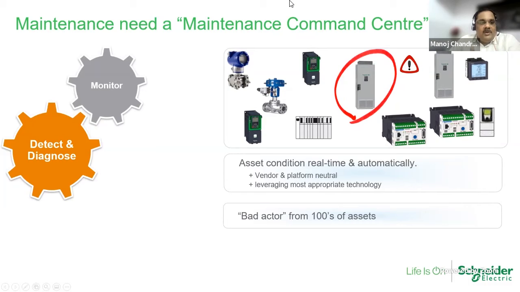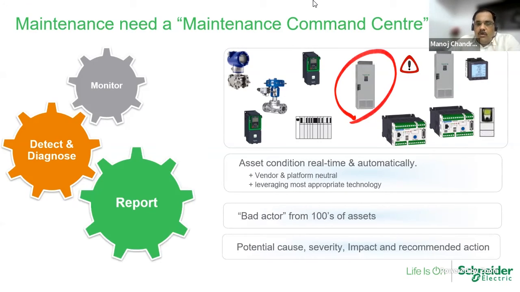A second, okay, so it detects and diagnoses. From all the assets it's monitoring, it identifies the asset which has a problem. In certain industries, we monitor up to 90,000 assets. In those 90,000 assets, we identify say 5 or 6 assets which have a problem. And then you do a report which involves potential cause, severity, impact, and recommended corrective action.